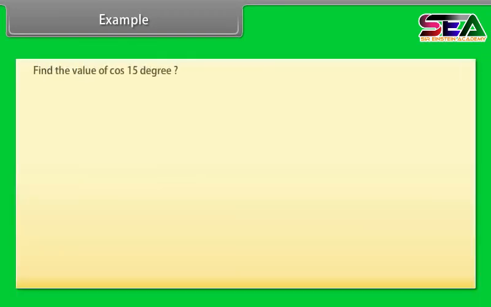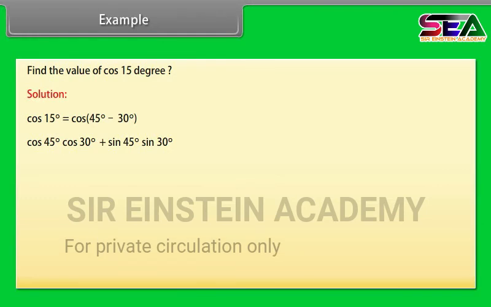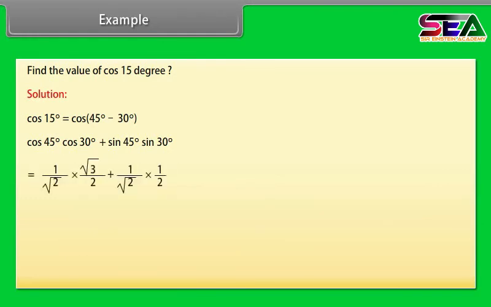Example. Find the value of cos of 15 degrees. Solution. Cos of 15 degrees is equal to cos of (45 degrees minus 30 degrees). That is equal to cos 45 degrees into cos 30 degrees plus sin 45 degrees into sin 30 degrees, which is equal to 1/√2 into √3/2 plus 1/√2 into 1/2, which is equal to 1/(2√2) into (√3 plus 1).